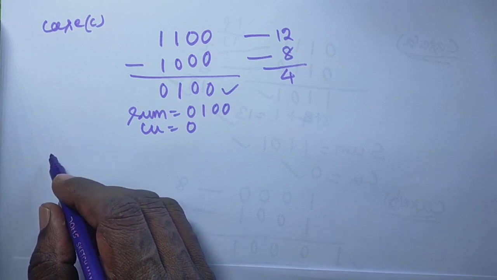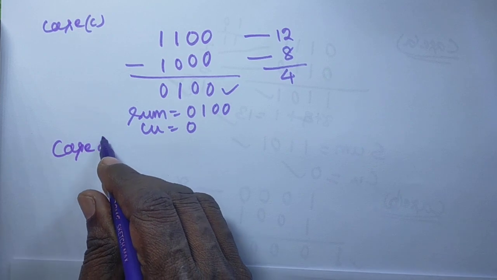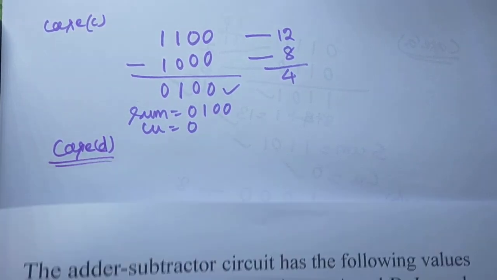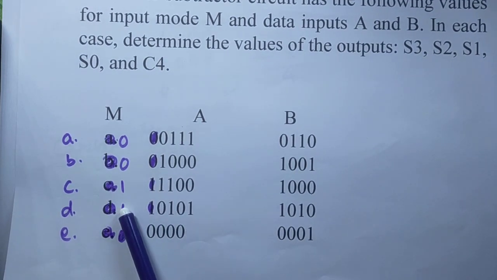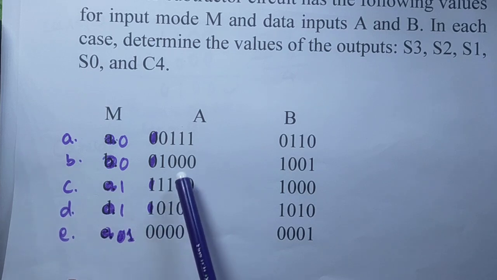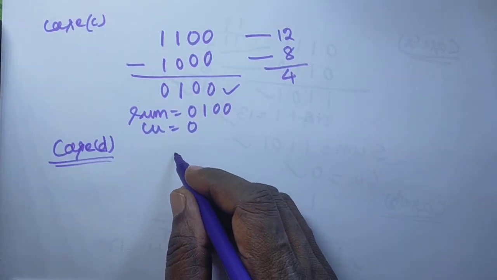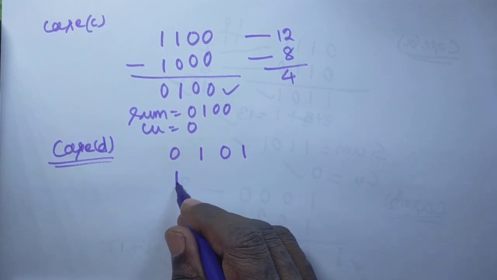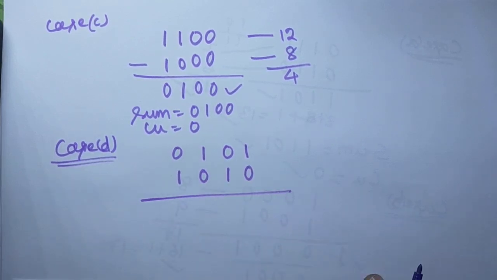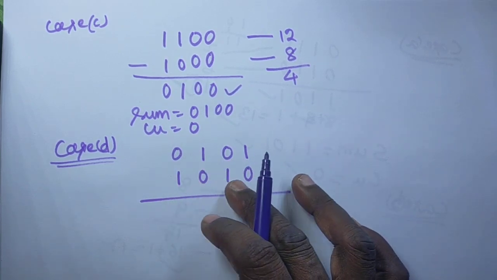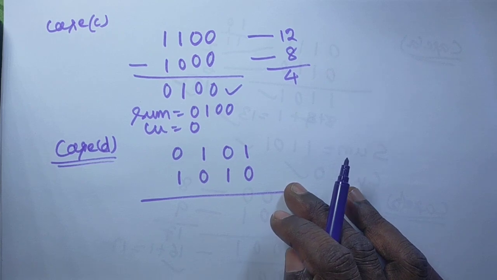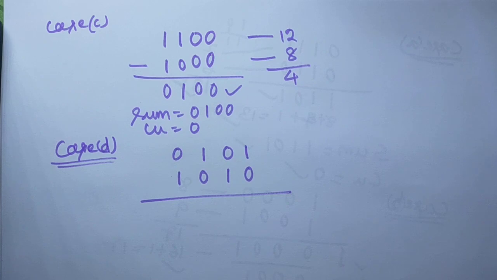Similarly, we go through another case, that is case D. You see what case D is? Here 1 means subtract: A value is 0101, B value is 1010. Now see the values: 0101, 1010. Then you see how it will subtract. Very simple, I will show you how it will subtract, because we have already discussed how to subtract these values.